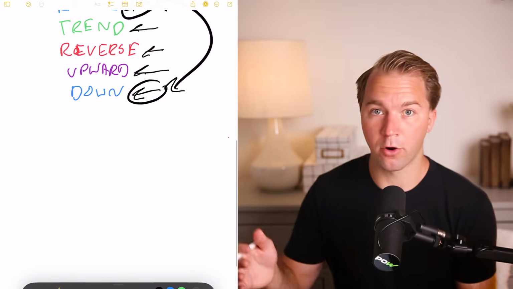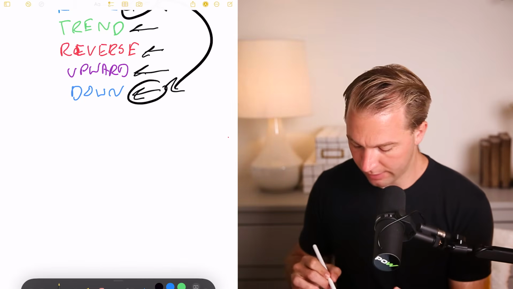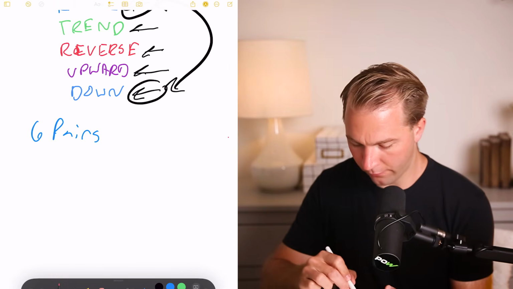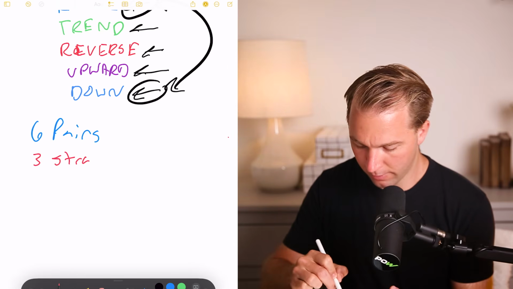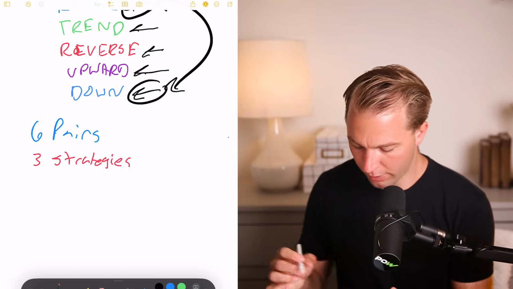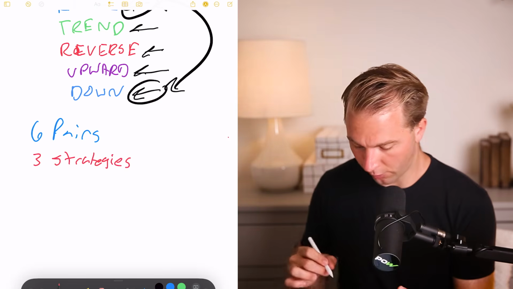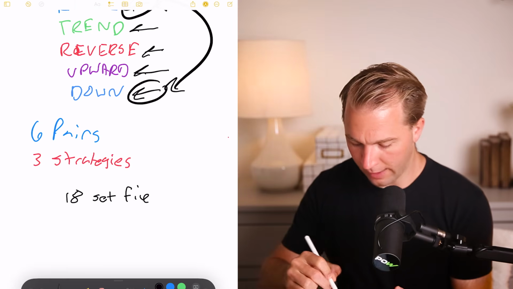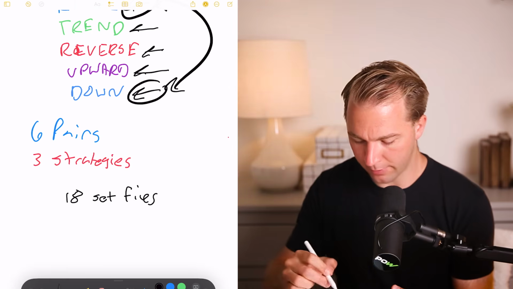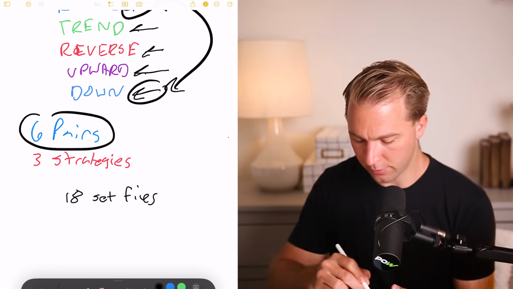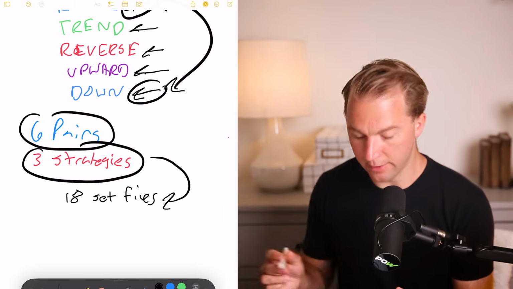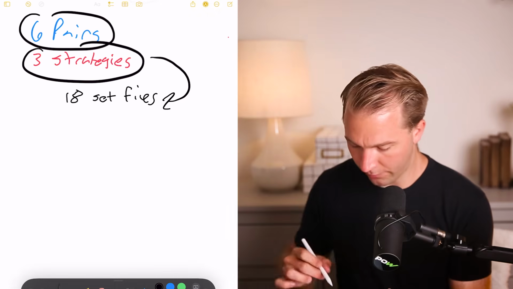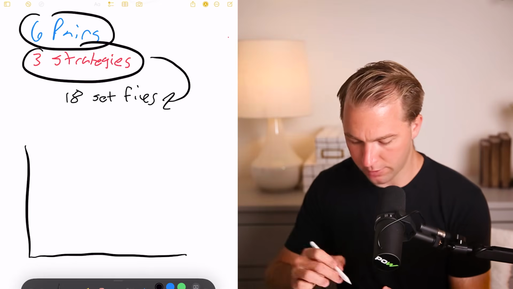And this is the critical part of diversification: it really compounds itself. Now you've got 6 different pairs, let's say, and let's say you're running 3 different strategies, right? Well, now you've really got a grand total of 18 different set files that you've created across these 6 pairs and 3 strategies. You're going to get 18 different set files that you can run.